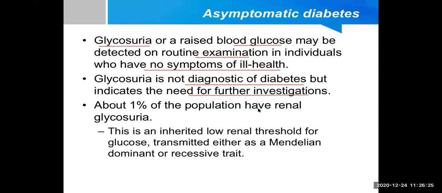About 1% of the population have renal glycosuria. That's what I was talking about just now. This is an inherited low renal threshold for glucose, transmitted either as a Mendelian dominant or recessive trait. It may run in the family as an autosomal dominant or recessive disorder. In those individuals, they simply pass glucose in the urine even in the lower range, around 150 or 160 or even 140 sometimes. But they are not diabetic according to the definition. So these are called asymptomatic persons.